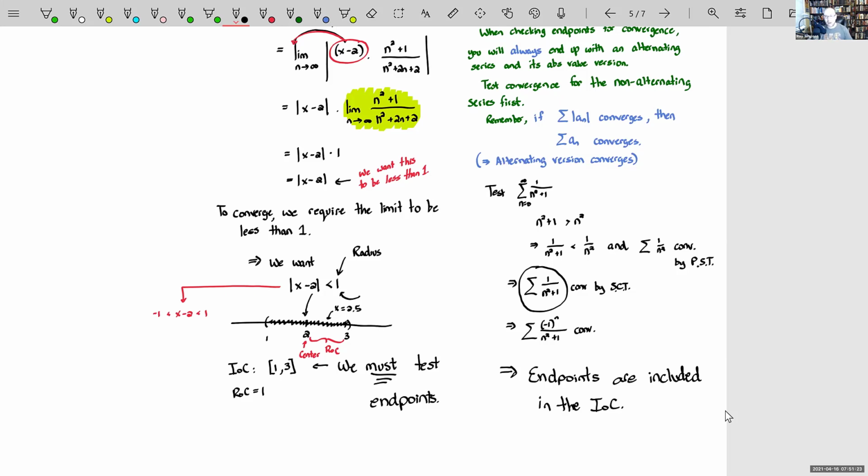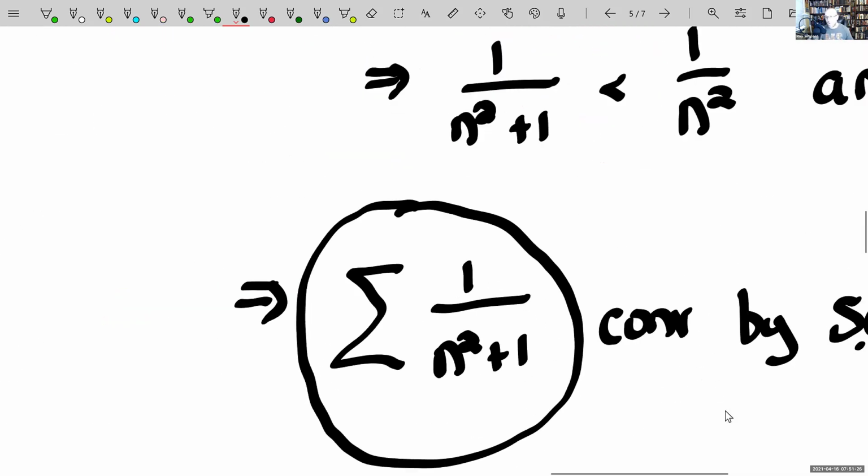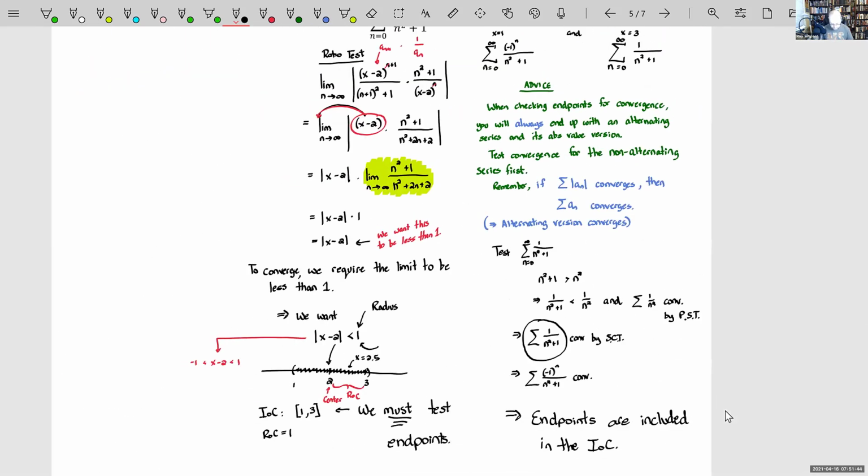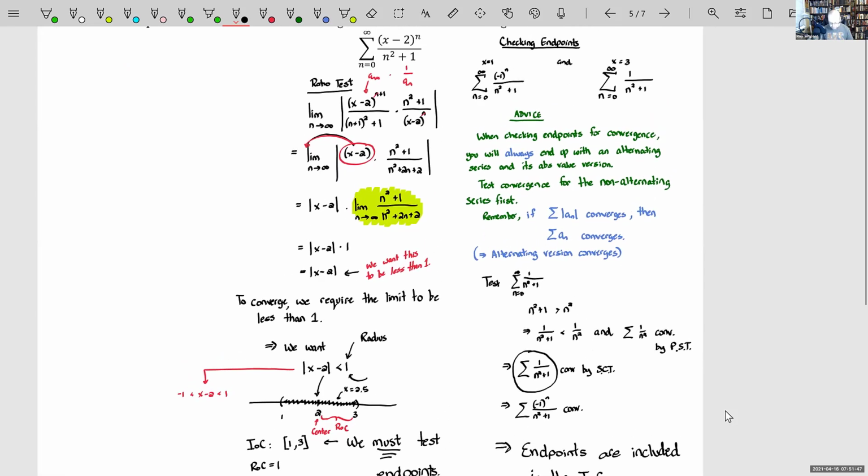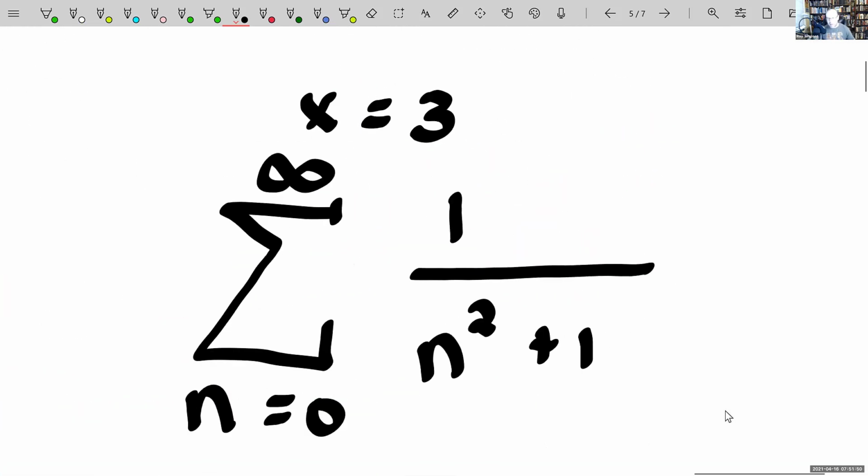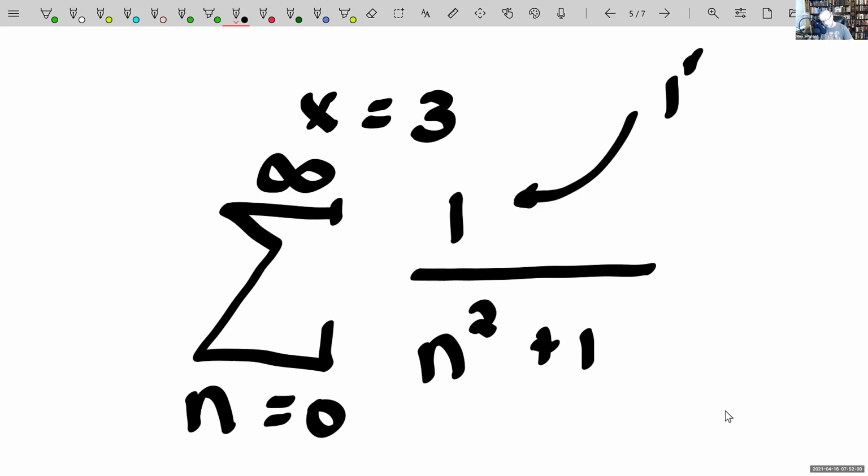Sorry, there was a question that just came in. Avi asked, it was 1 to the nth, but what is 1 to the nth? In the x equals 3 series, this guy right here, it's 1. That is 1 to the nth upstairs. It's just 1 to the nth power. It's just 1. 1 raised to the nth power is just 1.